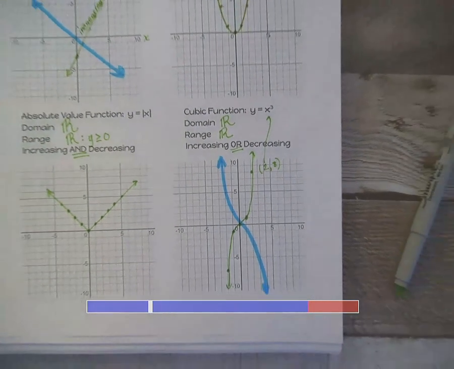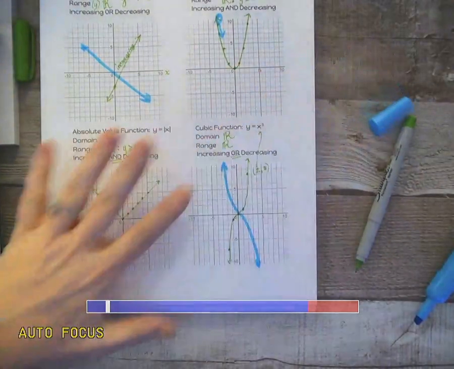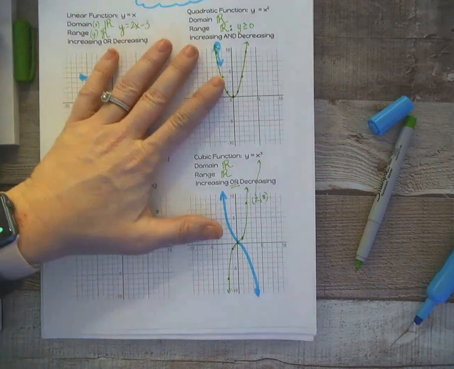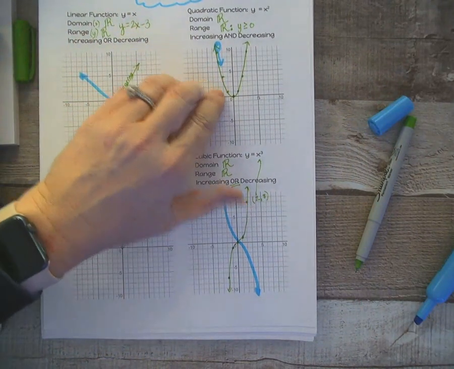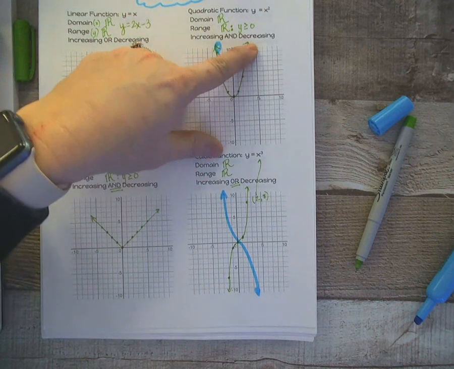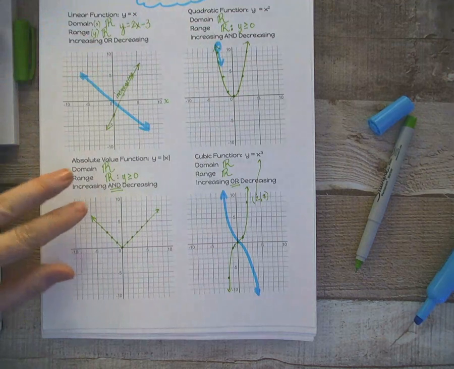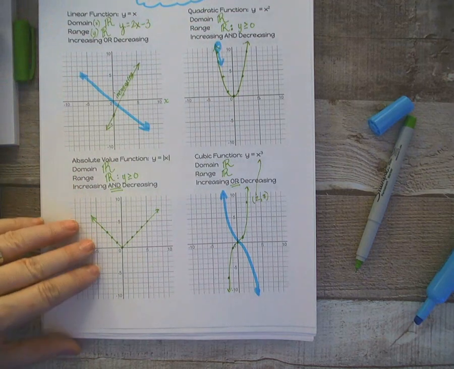It's very important that you put this into your notebook. You will be able to use this on your test because all of these function families you are going to have to identify. If you see something that looks like this U shape, it is called a quadratic function. If you see something that looks V shape, absolute value.